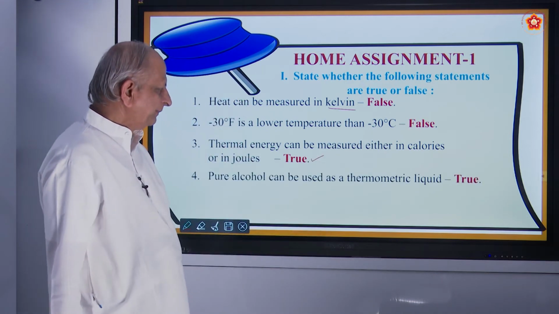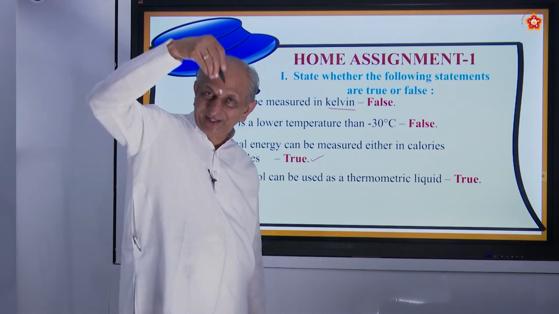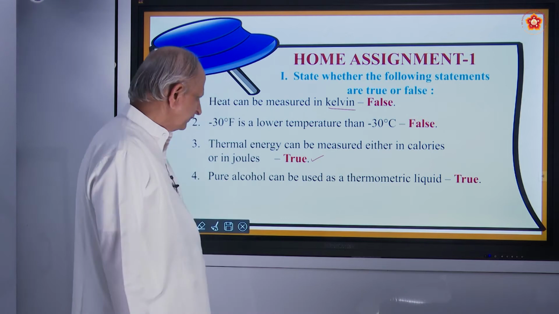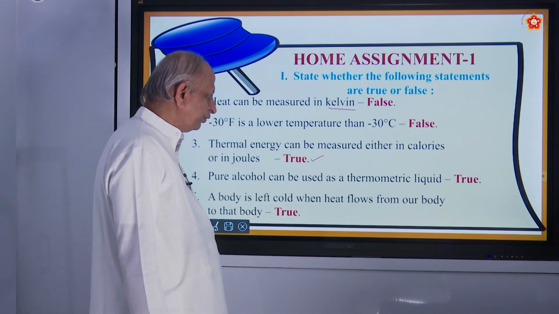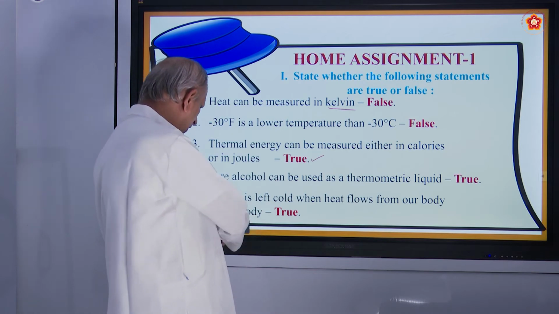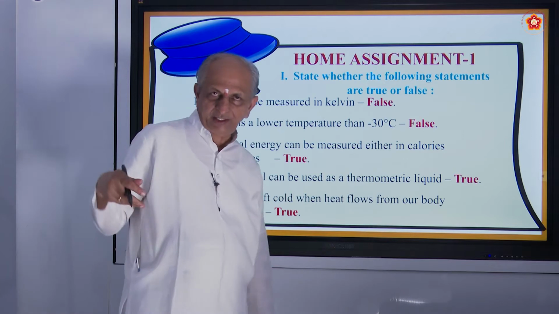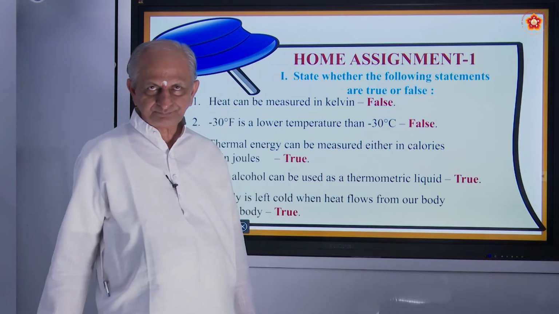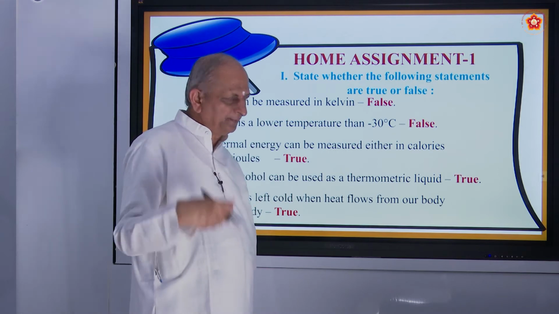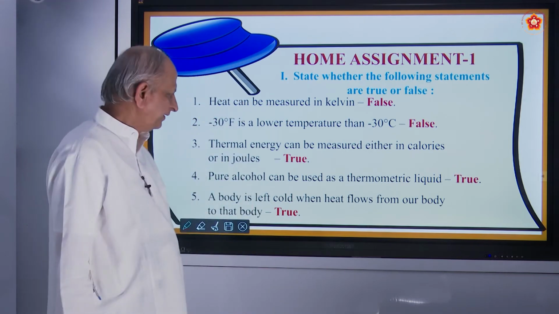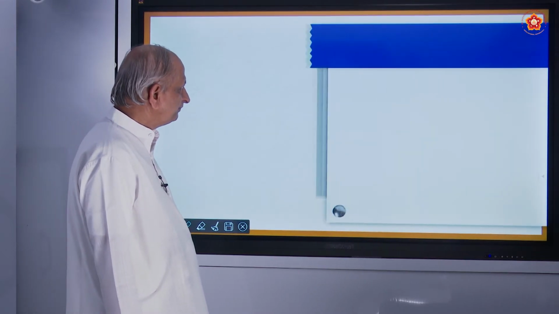Pure alcohol can be used as a thermometer liquid, the liquid which is inside the capillary tube. That is true. A body is left cold when heat flows from our body to that body. That is true. When heat flows out, then the body becomes cooler. Okay, so this is the home assignment we have seen.